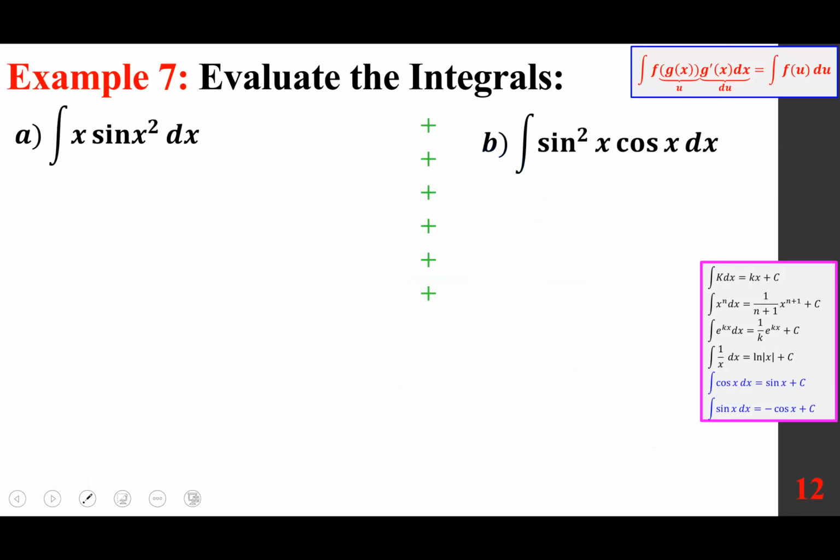Again, there's a reason that I have these two questions next to each other because we are dealing with the sinusoidal functions. What happens when the argument has an exponent? Then the argument of sine, namely x squared, is the choice of u. The derivative is 2x, therefore du is 2x dx.